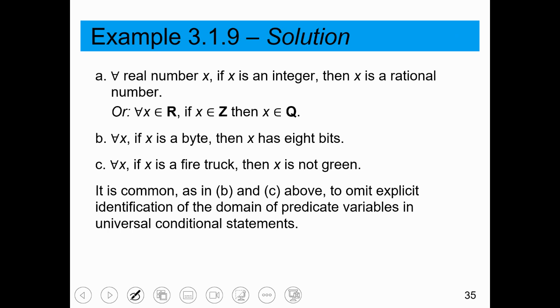For every real number x, if x is an integer, then x is a rational number. Or symbolically, for all x in R, if x is in Z, then x is in Q. This R represents the real numbers, Z the set of integers, and Q the set of rational numbers. Part B, for every x, if x is a byte, then x has 8 bits. Part C, for every x, if x is a fire truck, then x is not green.